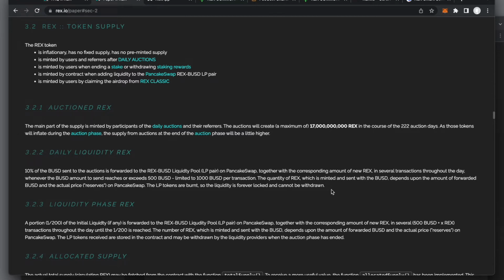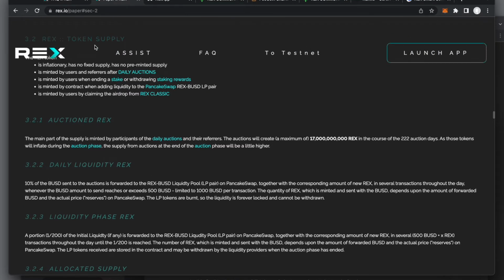So this is really exciting because this means that as the auctions proceed, more and more liquidity is locked into the contract, and that raises the price floor and just increases the overall robustness and strength of the protocol. So that's what is meant in terms of the token supply by this bullet: minted by the contract when adding liquidity to the PancakeSwap REX BUSD LP pair.